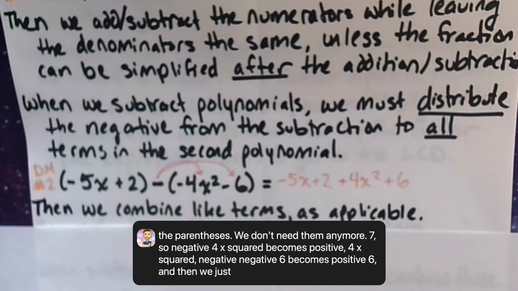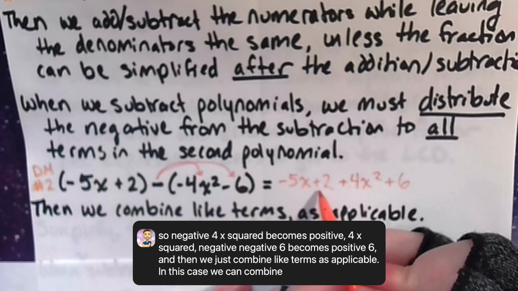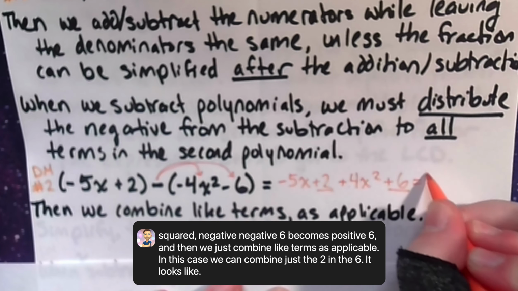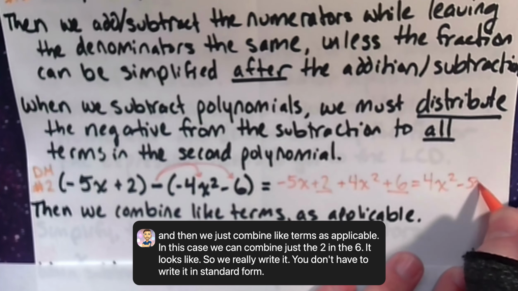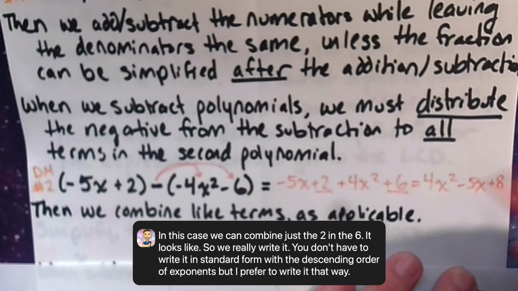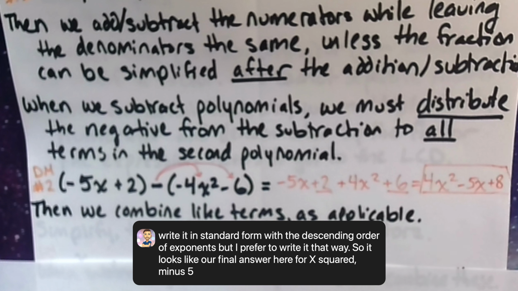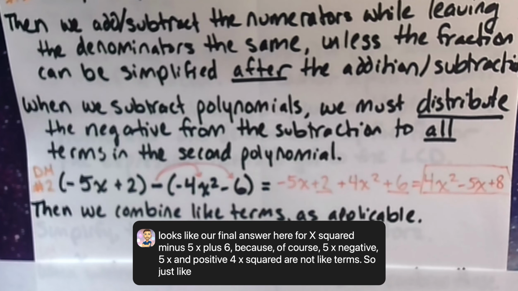And then we just combine like terms as applicable. In this case, we can combine just the 2 and the 6, it looks like. So we rewrite it. You don't have to write it in standard form with the descending order of exponents, but I prefer to write it that way. So it looks like our final answer here is 4x squared minus 5x plus 8. Because, of course, negative 5x and positive 4x squared are not like terms, so just watch out for that.